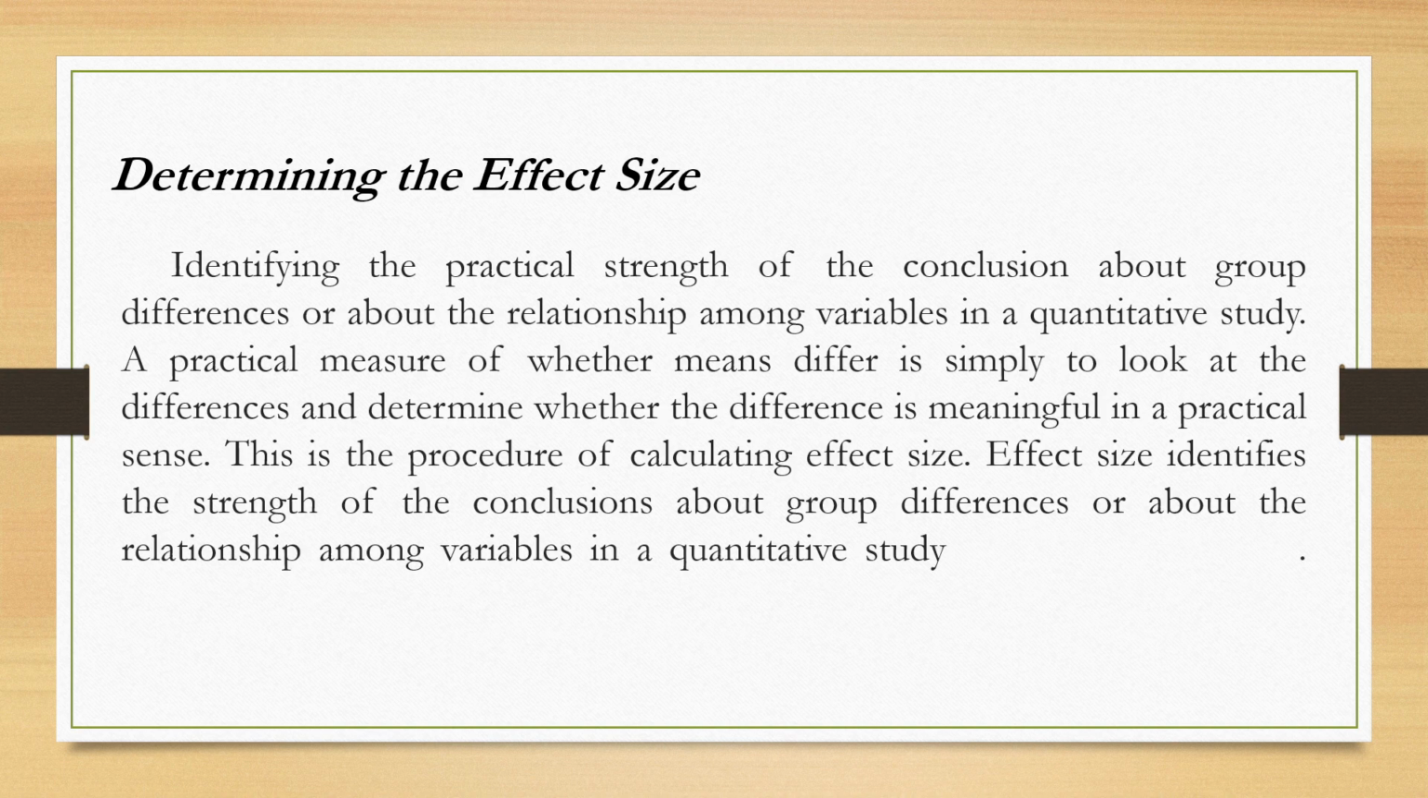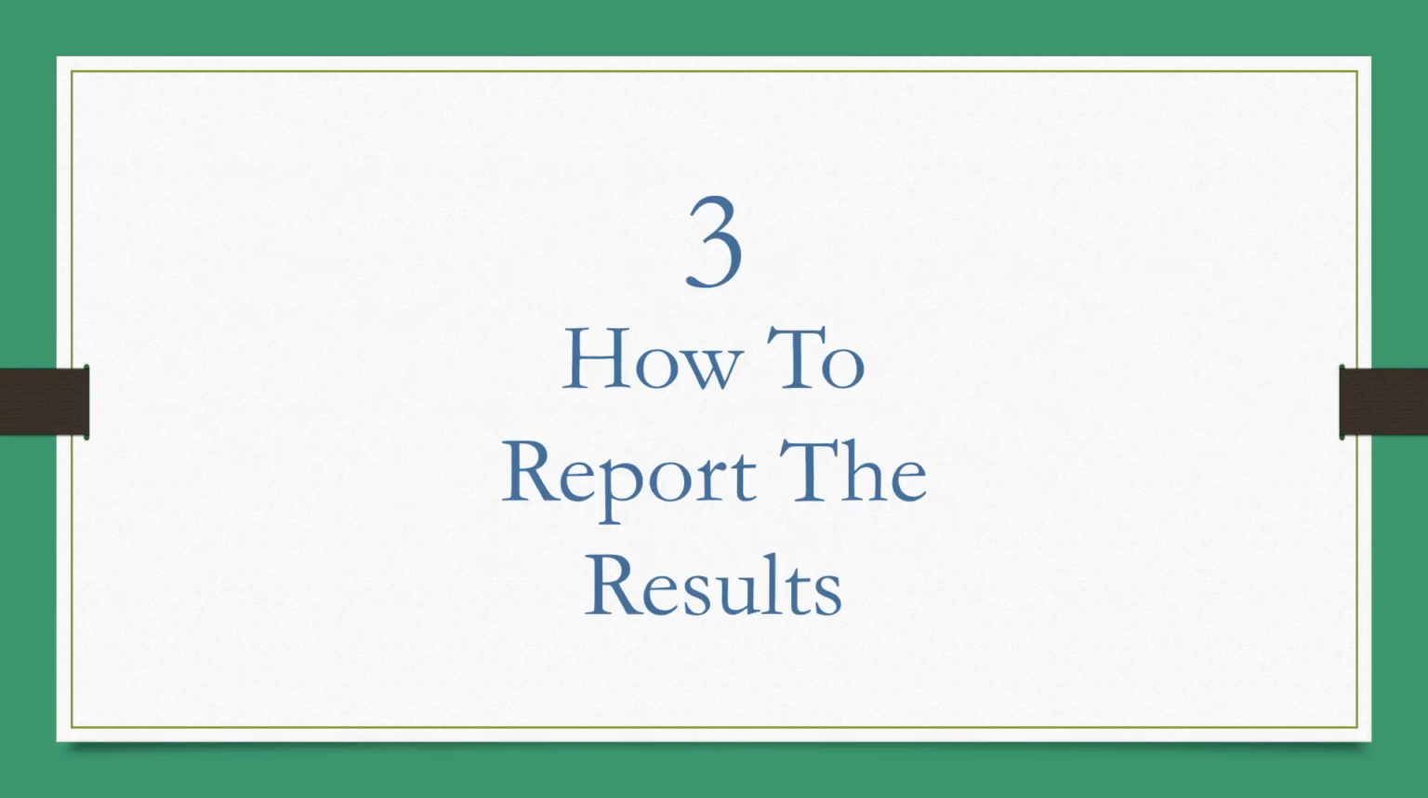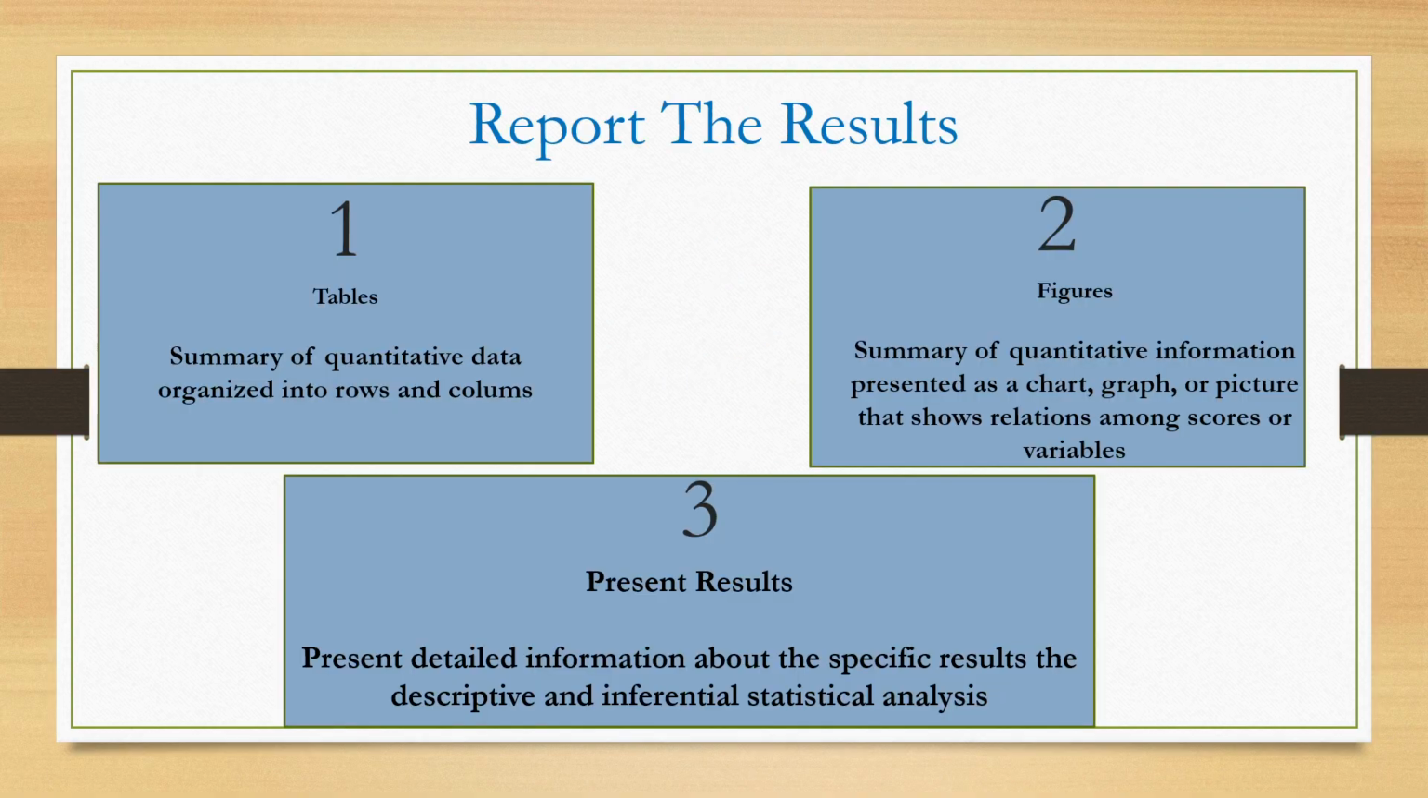Determining the effect size. Identifying the practical strength of the conclusion about group differences or about the relationship among variables in quantitative study. A practical measure of whether means differ is simply to look at the differences and determine whether the differences is meaningful in a practical sense. This is the procedure of calculating effect size. Effect size identifies the strength of the conclusions about group differences or about the relationship among variables in a quantitative study.